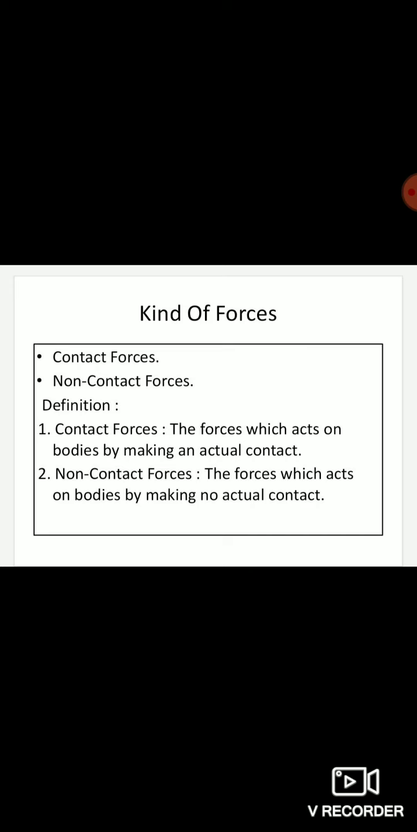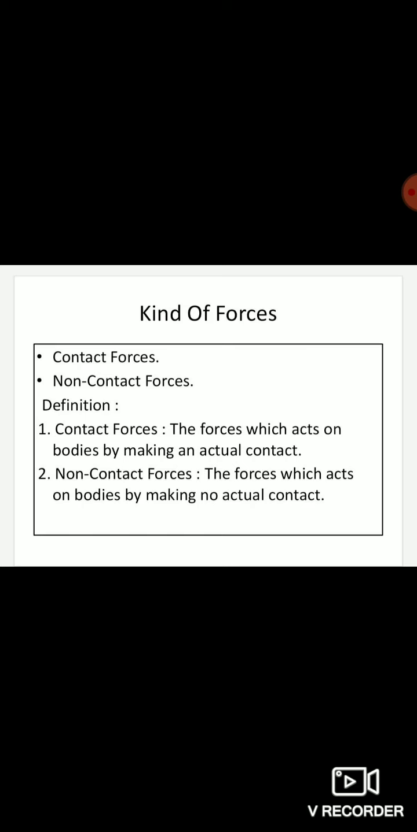Here we are going to learn what the kinds of forces are. Basically, two kinds of forces are there: contact forces and non-contact forces. It's given in the book. Let's start with the definitions. The force which acts on bodies by making an actual contact is known as contact force. And what is a non-contact force? The force which acts on bodies by making no actual contact.